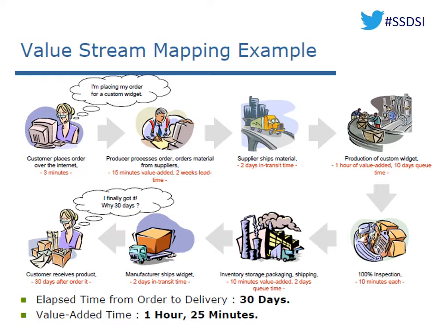Okay, then we move to the inventory, storage, packaging, and shipping. All right, so it takes 10 minutes to package the parts into, say, a crate. And then it sits there for 2 days waiting, waiting for a truck to come and get it. The truck gets it, and it takes 2 days in transit time from the factory to the customer.